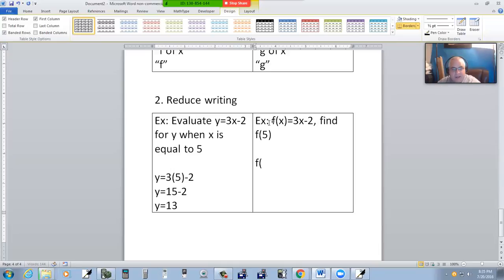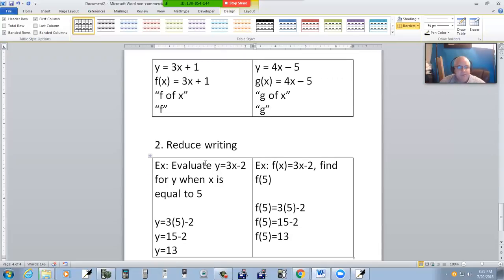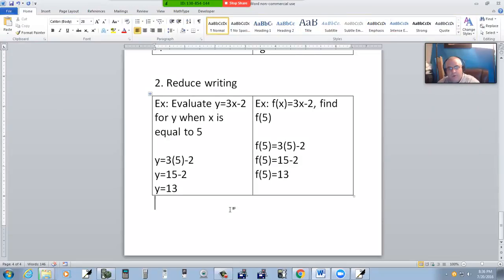And it's worked the same way. To find f of 5, you're going to go through and replace your x with 5. So then we've got f of 5 is equal to 15 minus 2, or f of 5 is equal to 13. So again, two purposes for function notation. Give it a name and reduce writing. Now this right here is called evaluating a function. So let's talk about that a little more.